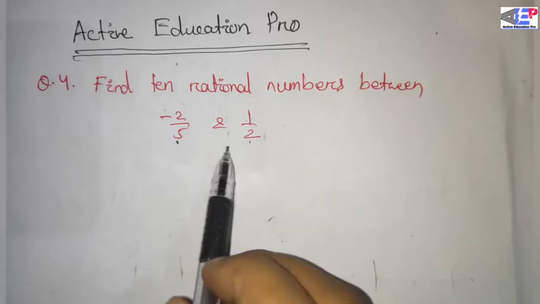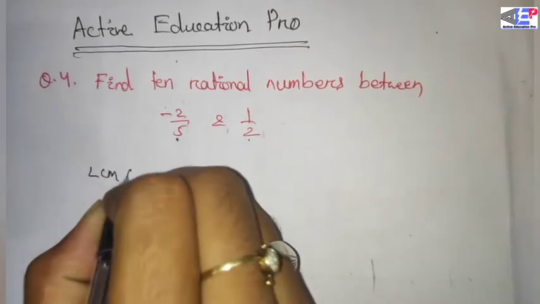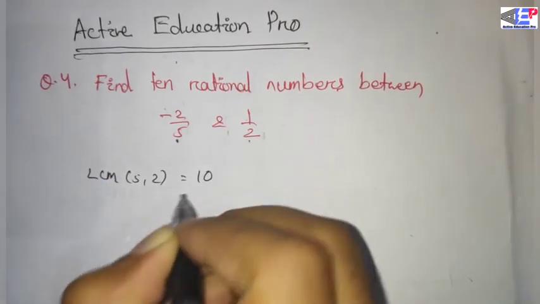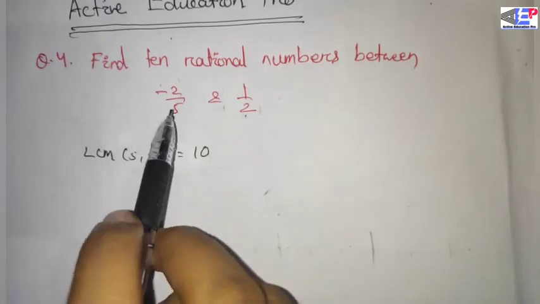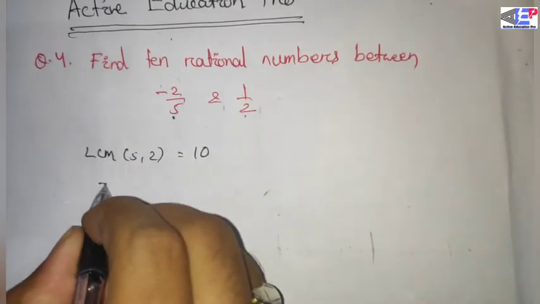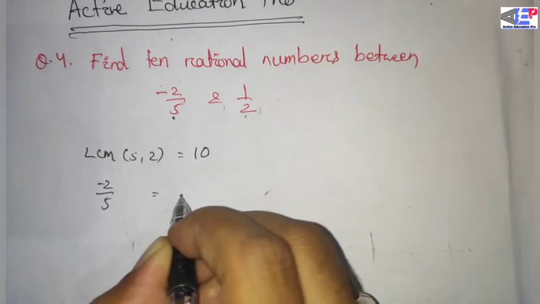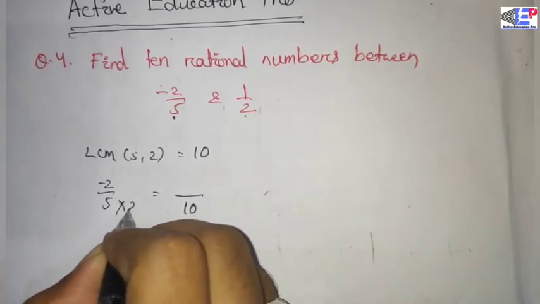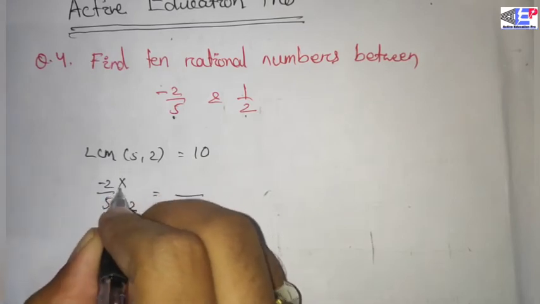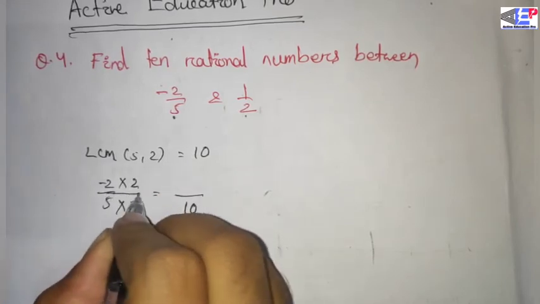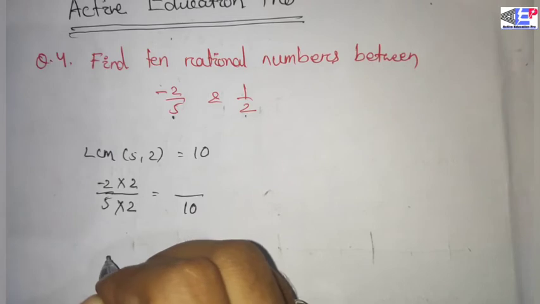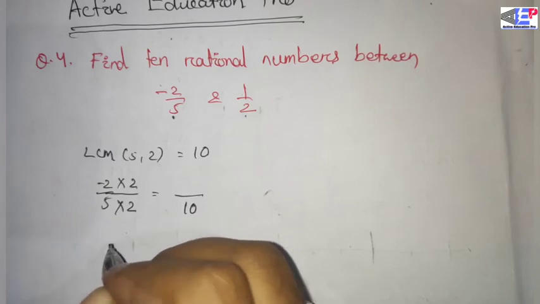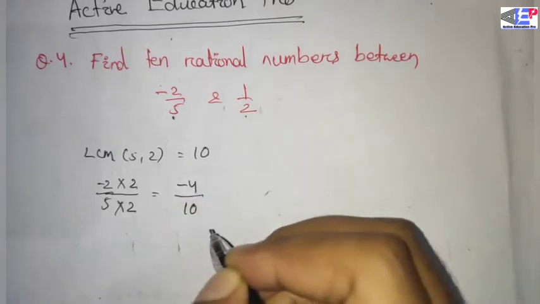So take the LCM of 5 and 2. The LCM of 5 and 2 is 10. So we need to make the denominator 10. For minus 2 by 5, to make its denominator 10, you need to multiply by 2, and again multiply 2 with the numerator, otherwise it will not be a balanced fraction or balanced rational number. So it will become minus 4 by 10.